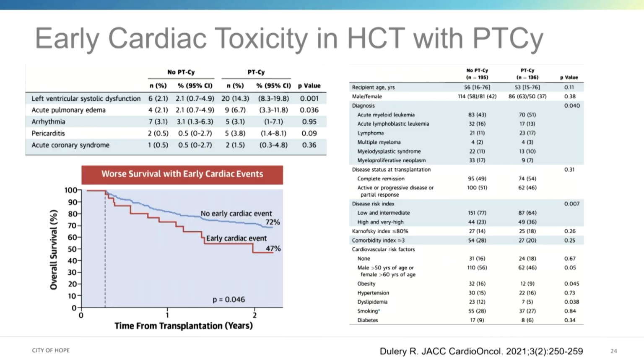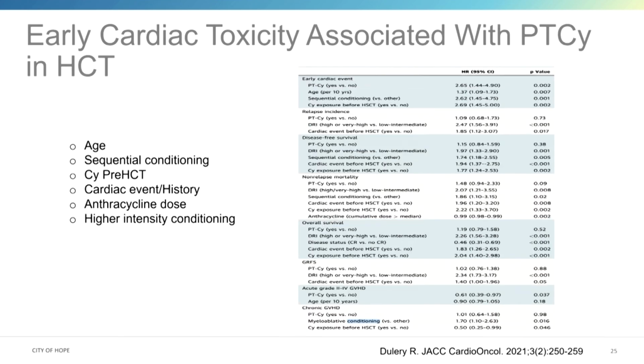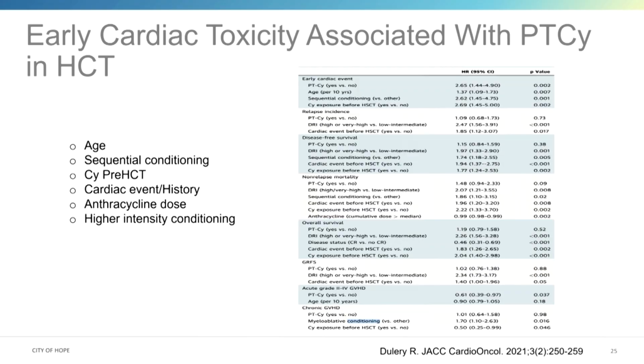There was no increase in arrhythmia, no pericarditis, and no acute coronary artery disease. So mostly those two items. And when they looked at landmark analysis, they analyzed the outcome for these patients. Patients who had an early cardiac event had worse survival. They also looked at the factors for a patient to have a cardiac event with the post-transplant cyclophosphamide type of therapy, and they found that older patients, receiving sequential conditioning, using pre-transplant cyclophosphamide, history of cardiac disease, anthracycline dose, all of those risk factors were associated with higher risk of cardiac event.